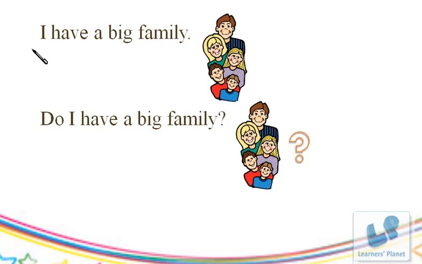Here is the next sentence, children. I have a big family. This says that I know that I have a big family. The interrogative sentence would be, do I have a big family? This means that I do not know whether I have a big family or not.